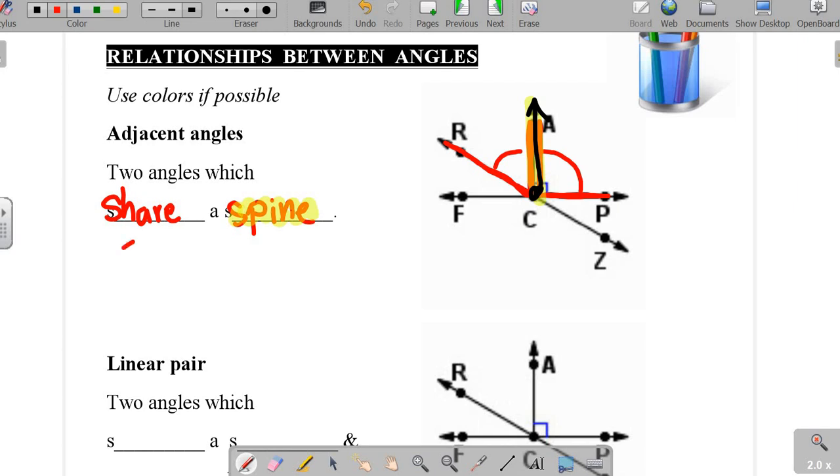So angles RCA, ACP are adjacent. Notice the repetition of the ray CA.